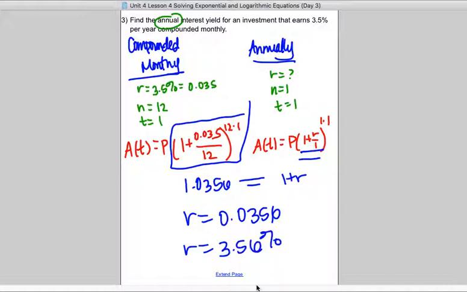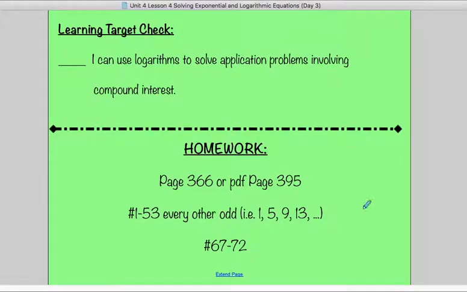3.56%. So if you're compounded monthly, you are earning 3.5% each month. And then if you were to look at it, your overall investment for the entire year, you'd make a little bit more, 3.56%. All right, that is the end of the notes for lesson 4.4, day 3.